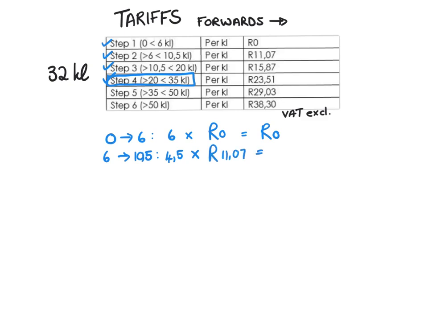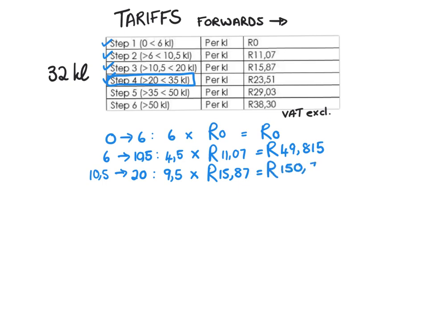7 cents, giving us a total of 49 Rand, 815. I do know that this answer looks strange, but do not round it off just yet. Remember to only round off your final answer. Step 3 goes from 10.5 to 20, which is 9.5 kiloliters at a rate of 15 Rand 87. Once again, you're going to get a strange answer. Leave it like that. We only round our very final answer.